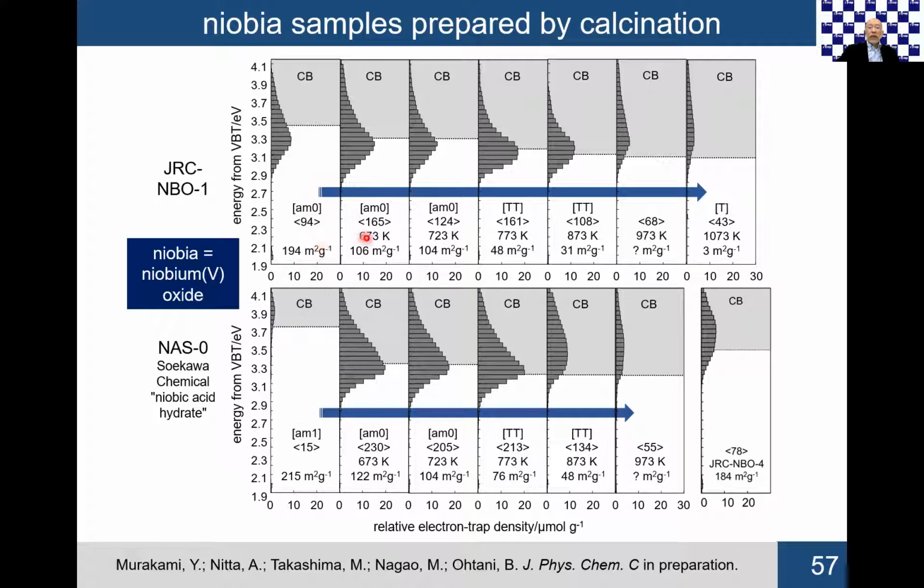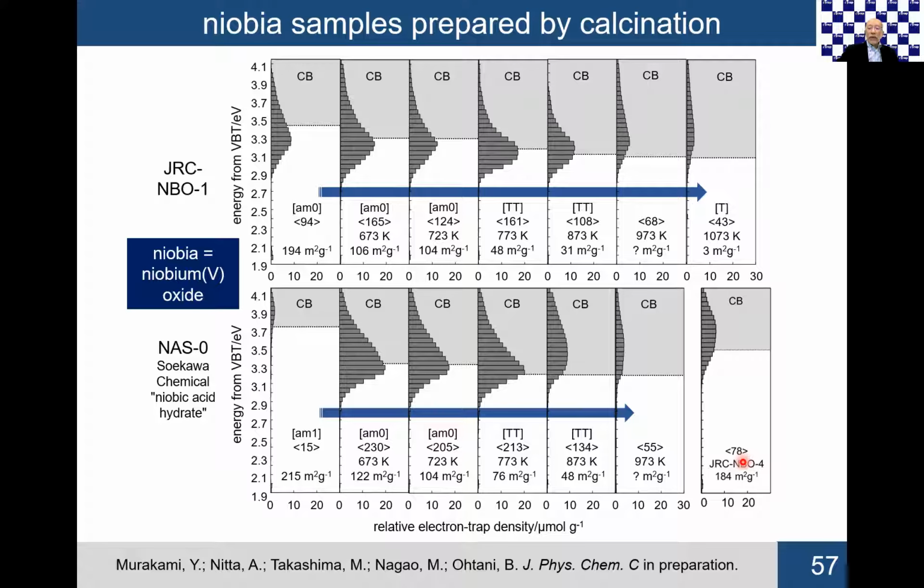However, calcination at higher temperature in air gives similar patterns. That means the starting materials are different, but they give a similar pattern that might be amorphous niobia. And higher temperature gives a different peak position.